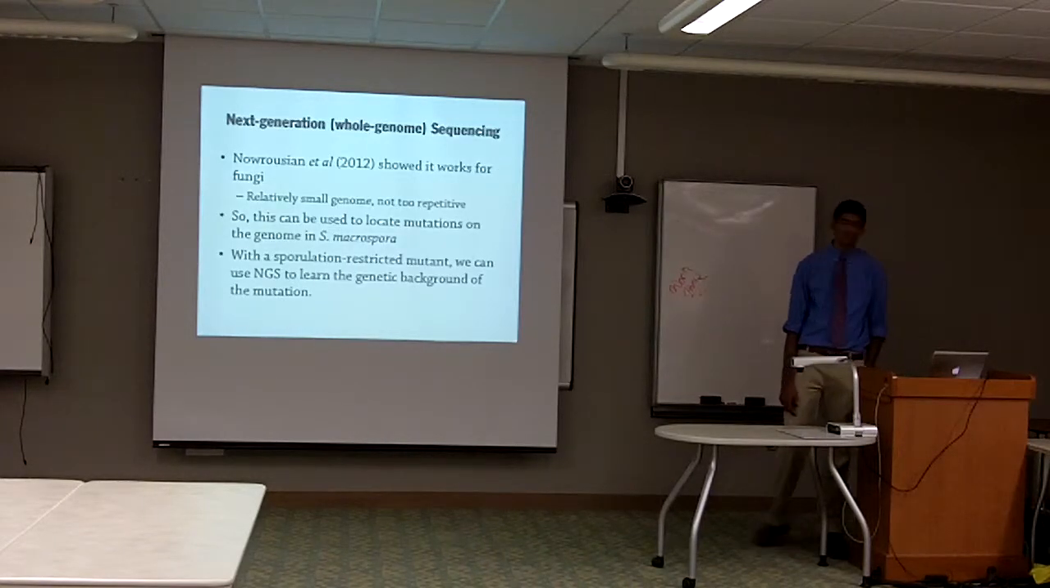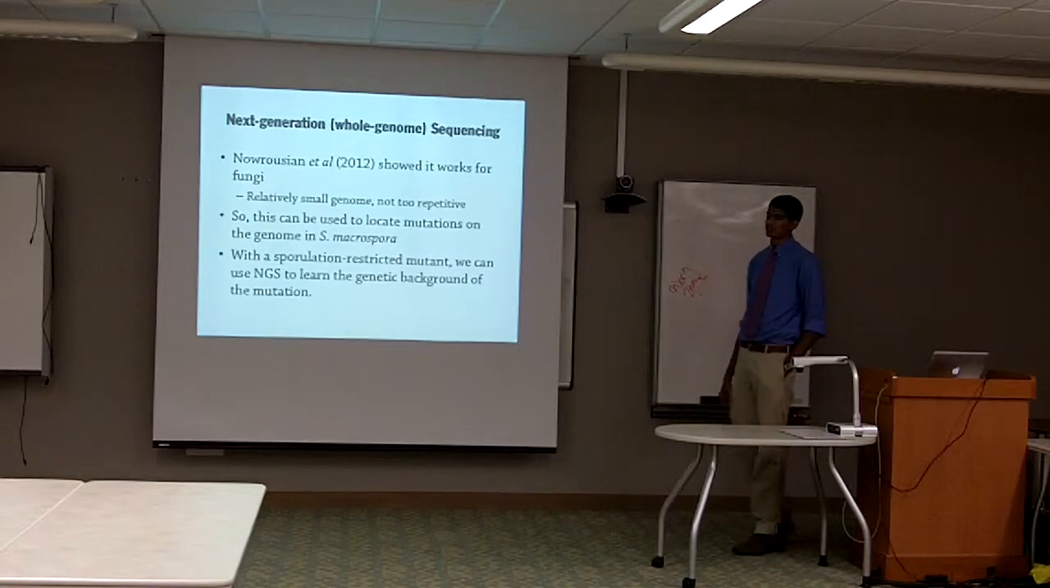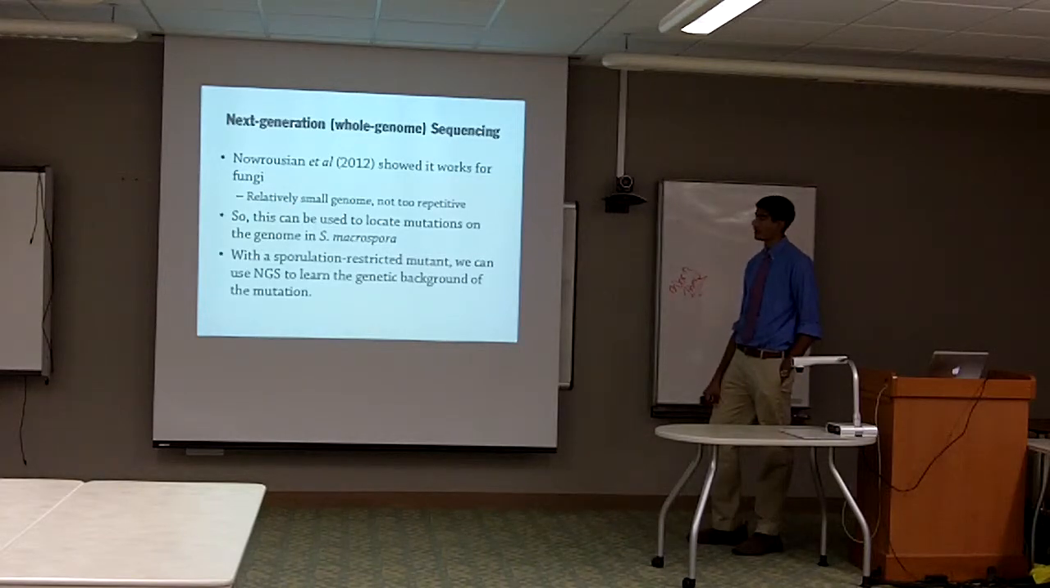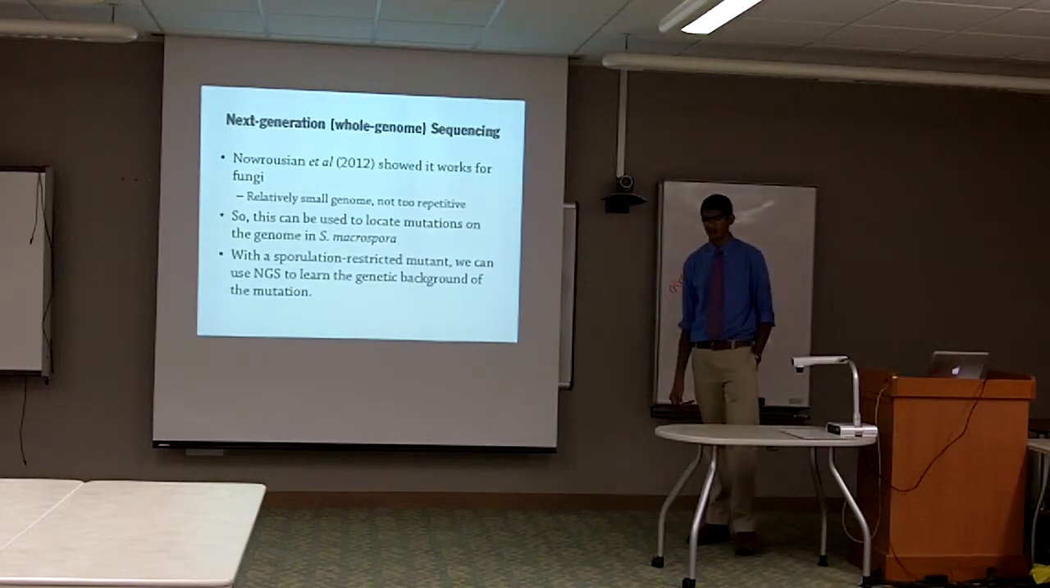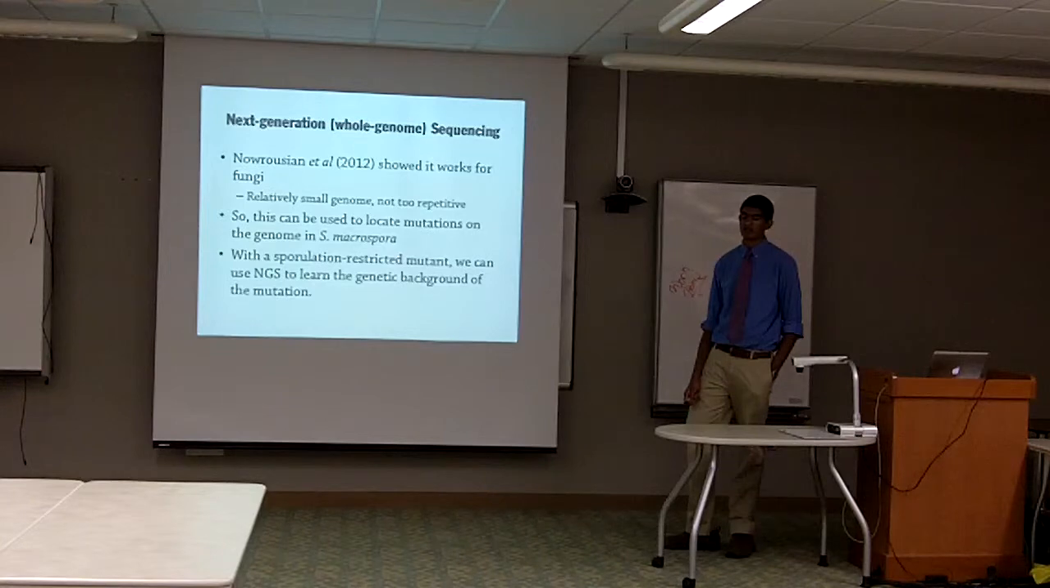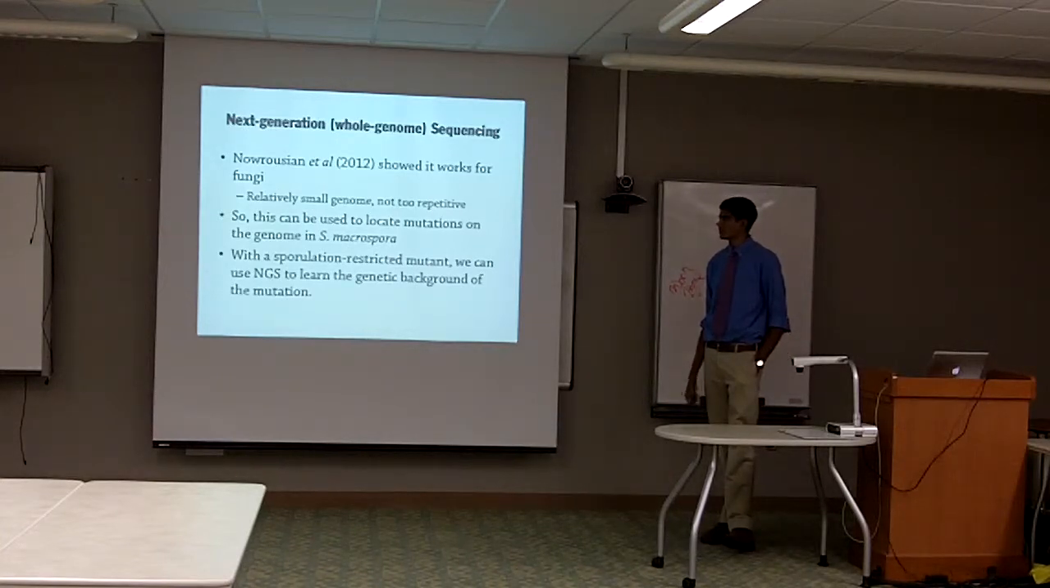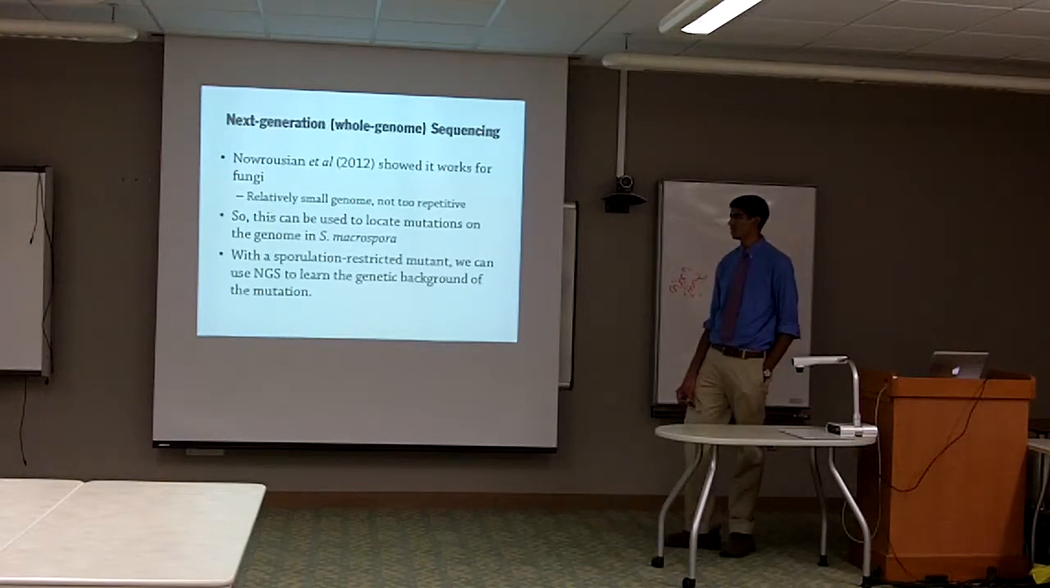A study published earlier this year in February showed that this technique is very useful for fungi. In fact, they did the study on the same fungus that I'm working with, Sordaria macrospora. They said that it works so well because these fungi have a relatively small genome and there's not too much repetition compared to, say, higher eukaryotes like us. We have a lot more repetition in our genomes. So what this means is we can use this technique to locate causative mutations on the genome in Sordaria macrospora.